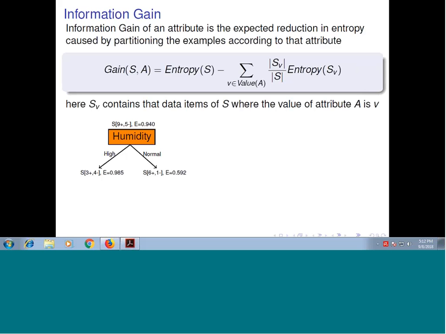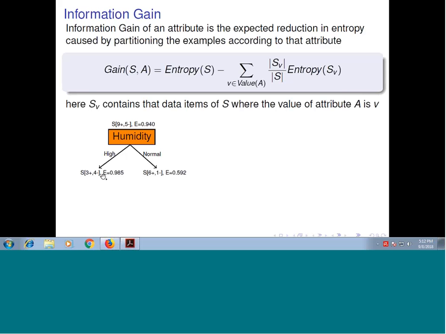Okay. So now the similar thing is here also. In the humidity, the original database was containing 9 positive and 5 negative examples. The entropy was 0.94, and then when you divide it into the high and normal two places, then you find out this database, where 3 positive, 4 negative, and 6 positive, 1 negative, and this was the entropy for them.